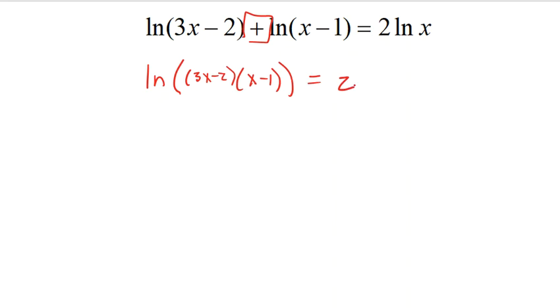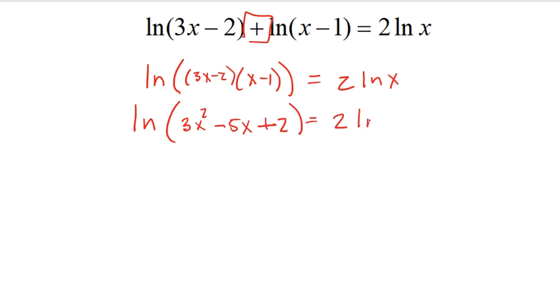And that was using the product property. So again, I want to try to condense that down. Easy, makes sense. And then what I could actually do next is multiply that inside together. So I get 3x squared. On the outside's negative 3x. Inside's a negative 2x. That's negative 5x. And then plus 2. Negative 2 times negative 1 is positive 2.